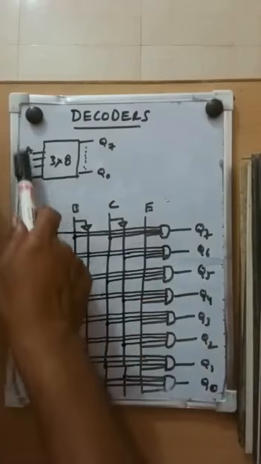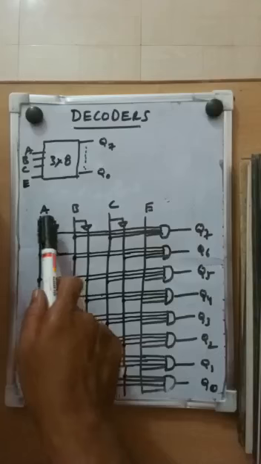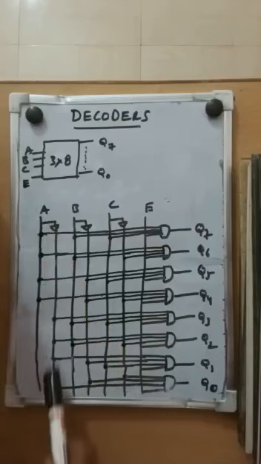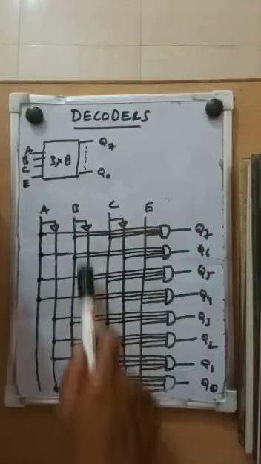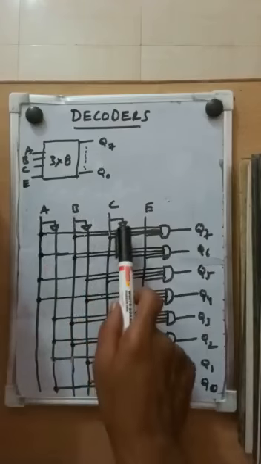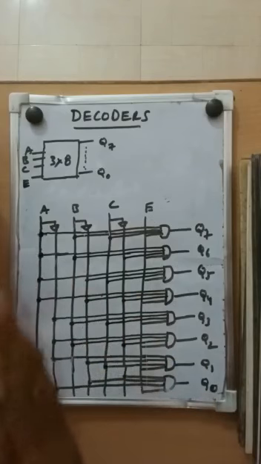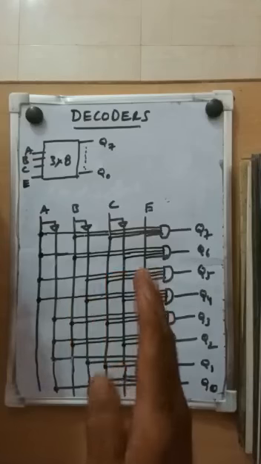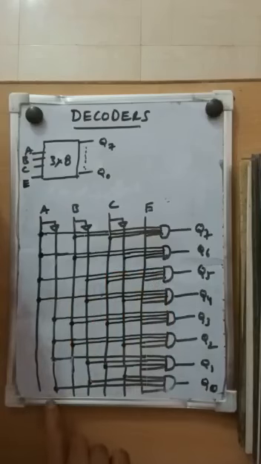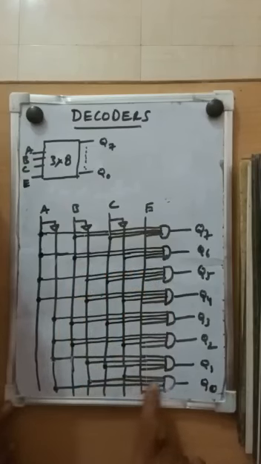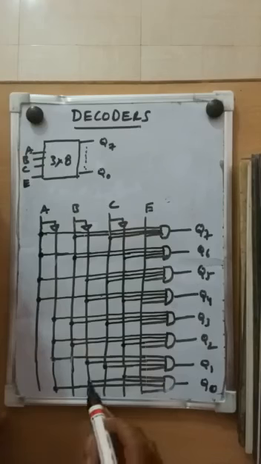So first is A, B, C, and the possible combinations: A bar, B, B bar line, C, inverted C bar line, and E. All E is connected to all AND gates, and here Q0 will be selected when it is possible, that means A bar, B bar, C bar, and E is 1. So E is always 1, A bar, next B bar, here this dot means B bar, next C bar, like this.